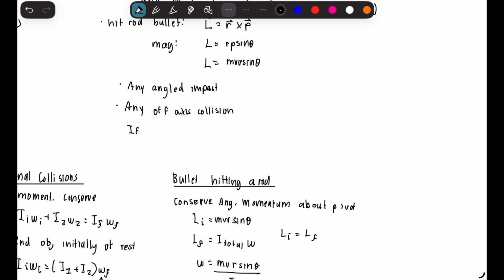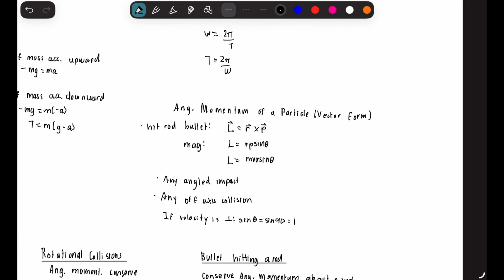Now, if velocity is perpendicular, then your angle is going to be 90 degrees. That's going to be 1.